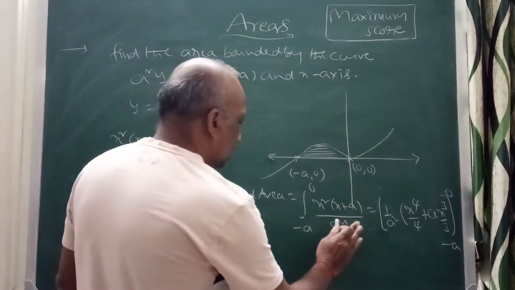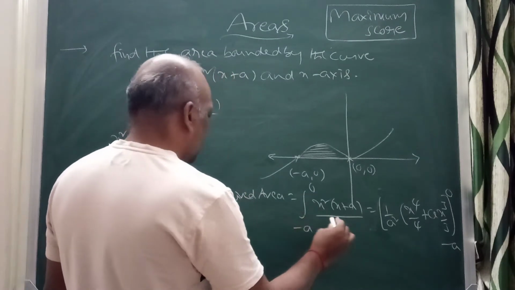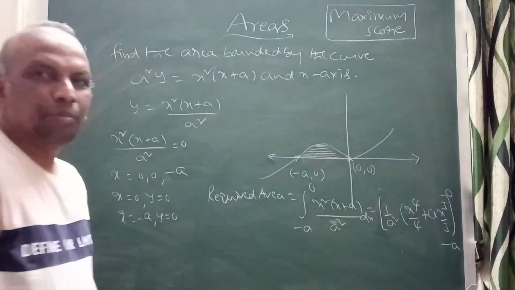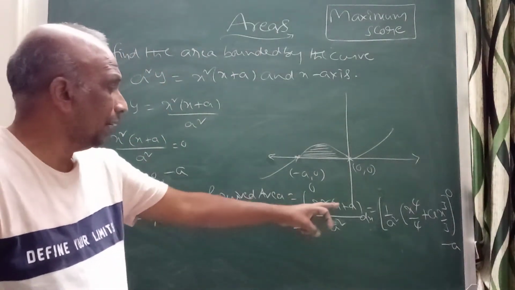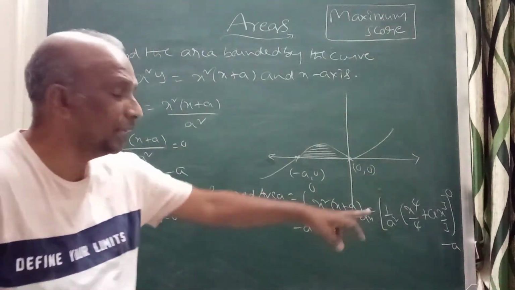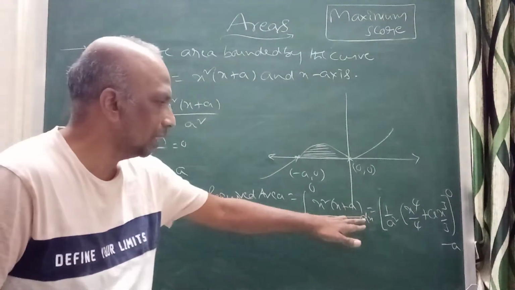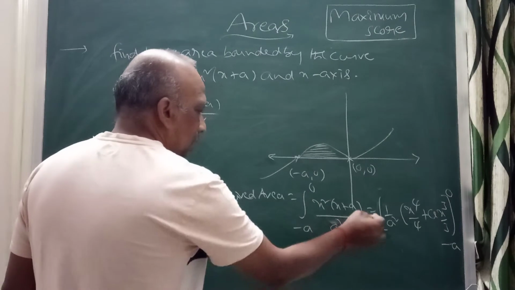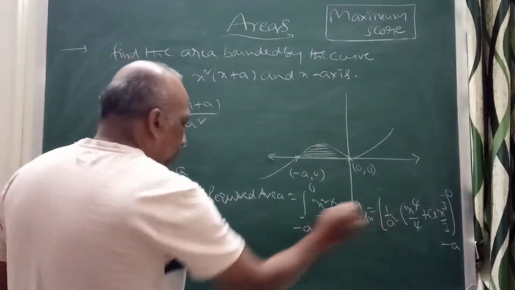Correct? See, this is 1 by a square. Be careful here: the integral from minus a to 0 of x square into (x plus a) by a square dx. Now integrating, this is a square dx, so 1 by a square outside.